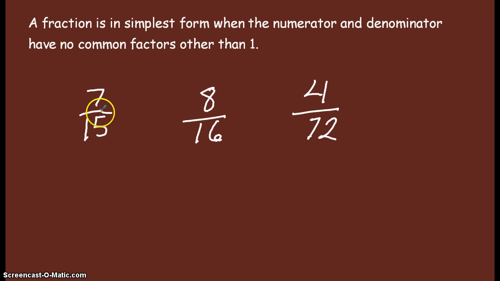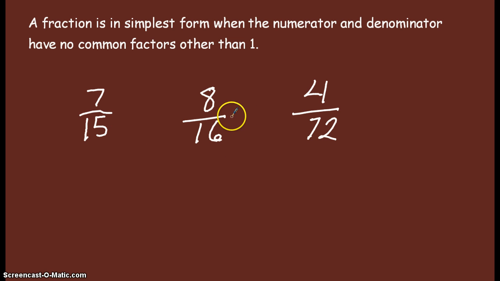Well, if we look at 7/15, we know that this one is in simplest form, and the reason we know that is because there is no other factor in common with 7 and 15 except for 1. 7 is a prime number, and its only factors are 1 and 7. 15 is a composite number, and it has factors 1, 3, 5, and 15. Since they don't share any other factors in common except for 1, this fraction is in simplest form.